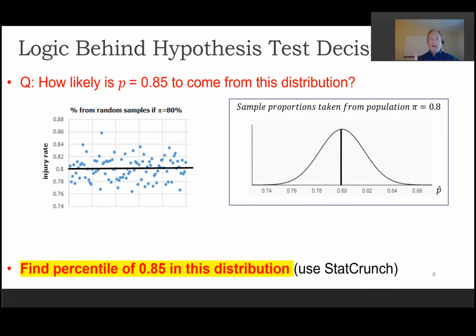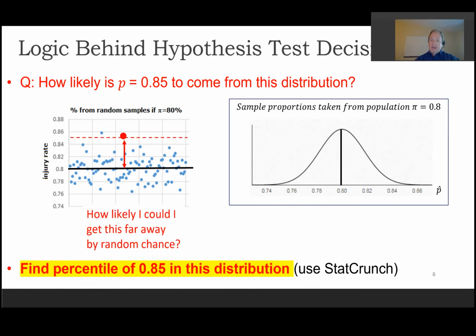And we know that how likely in statistics is code word for percentile. So I'm going to look at sample percentages I would get if the null hypothesis was true and the population parameter is 80%. And now I'm going to compute its percentile. And that tells me how likely is it I got this value in the null distribution. I could use StatCrunch to do that, but we're going to actually see that StatCrunch has a dedicated program just doing hypothesis tests. It's going to do all of this for us.